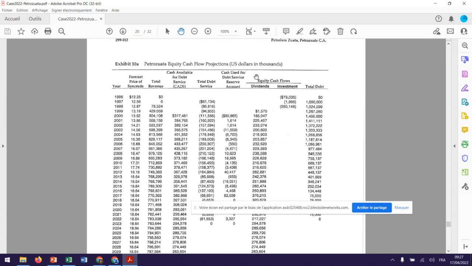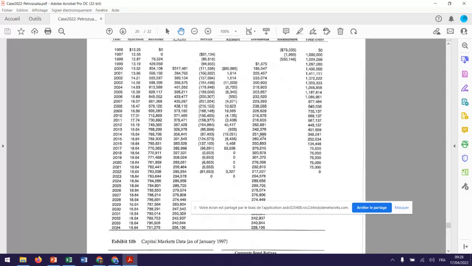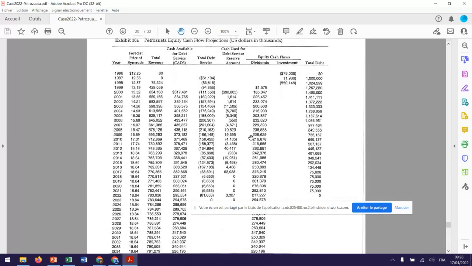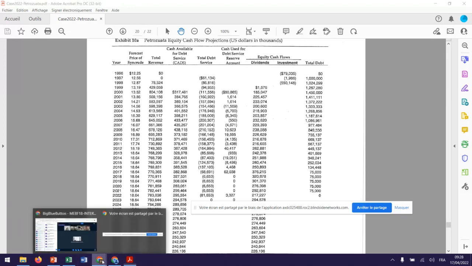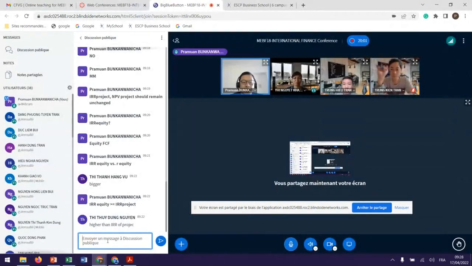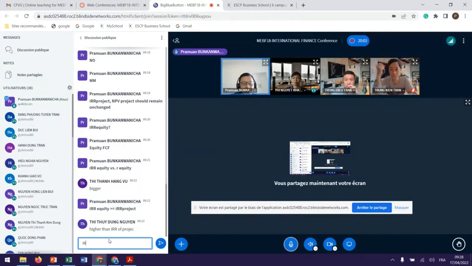But this one, you use equity cash flows. Therefore, your dividend and investment come from after debt service. So therefore, when you compute here, you compute to get the IRR with equity cash flow. We call it IRR equity. Everybody follows? Yes.